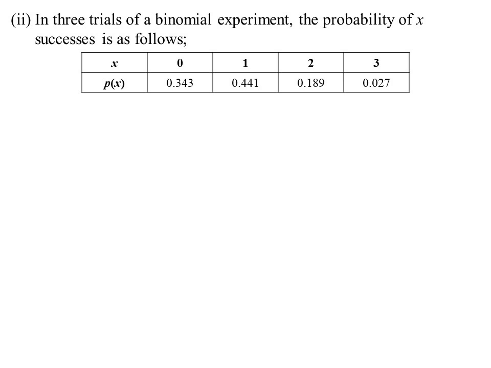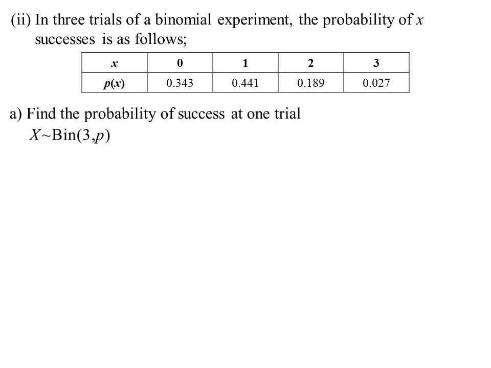Let's have a look at this example. We're doing something 3 times. The probability of x, whatever x happens to be, they're giving us that in our distribution table. Find the probability of success at 1 trial. Okay, so what do we know? We know how many times it's happening, 3. We don't know the probability of success. That's what we're attempting to find. But we do know these 4 pieces of information. Now, it probably makes sense to use the one where x equals 3. That's probably going to be the easiest one to use.